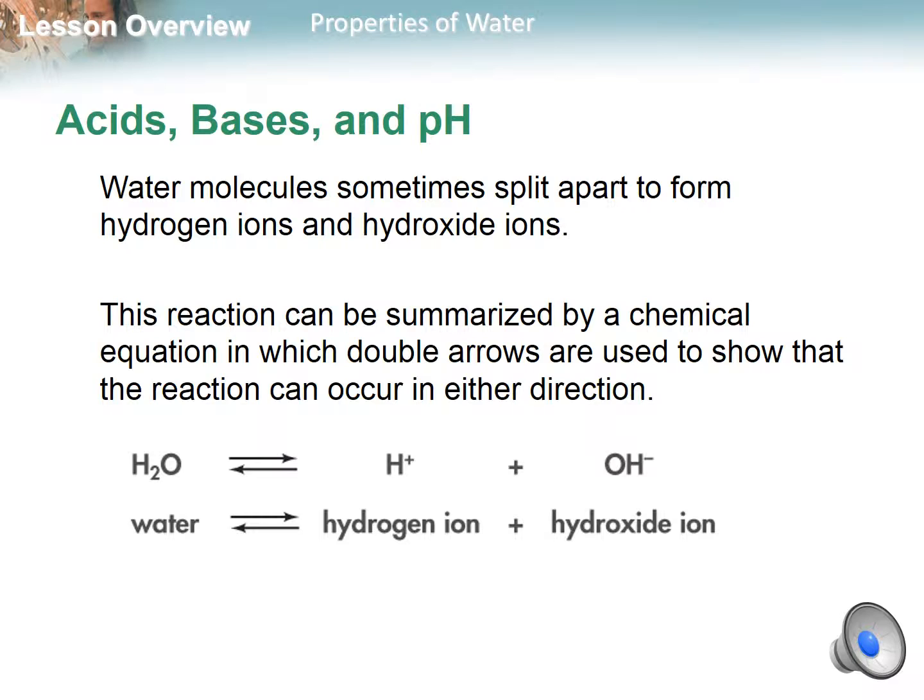Now, water molecules sometimes split apart, and they form what are called hydrogen ions, that's your H+, and hydroxide ions, that's your OH-. Hydrogen ions are H+, hydroxide ions are OH-. So look at the reaction for a second here. You've got water, and you notice the arrow goes both ways. That means that water can come together or it can be split apart into hydrogen ions and hydroxide ions.